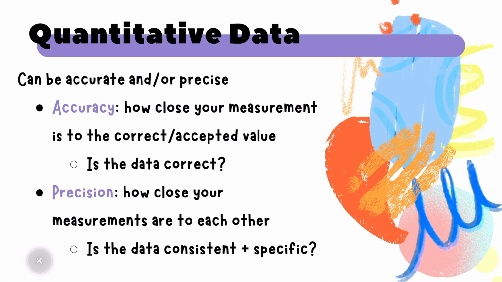Quantitative data can be accurate and/or precise. So let's look at what those things mean. Accuracy is how close your measurement is to the correct or the accepted value. So is the data correct? Whereas precision is how close your measurements are to each other. Is the data consistent? Is it specific?